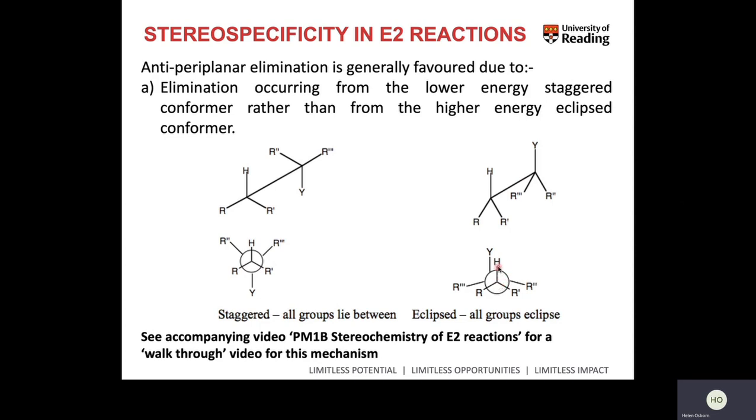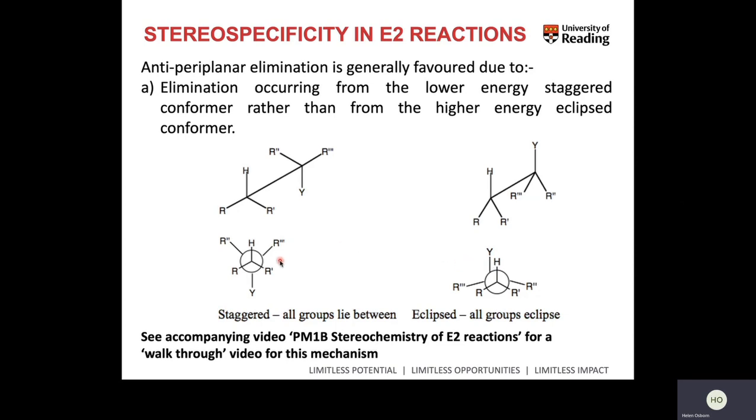So in this syn, if we look down this bond, as shown in this Newman projection, what we see is every bond at the front is basically eclipsing. It's in the same area of space as the one behind. So H is eclipsing the Y, R is eclipsing the R triple dash, R1 is eclipsing the R double dash. So this is staggered and this is eclipsed. Okay, I just got that the wrong way around, so forget that. This one here is staggered, this one here is eclipsed.